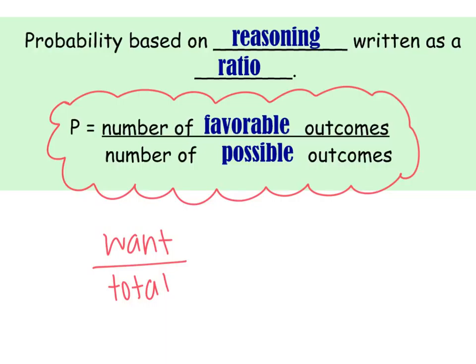In simple probability, you are dealing with only one fraction. That's why it's called simple, because it's one simple fraction.